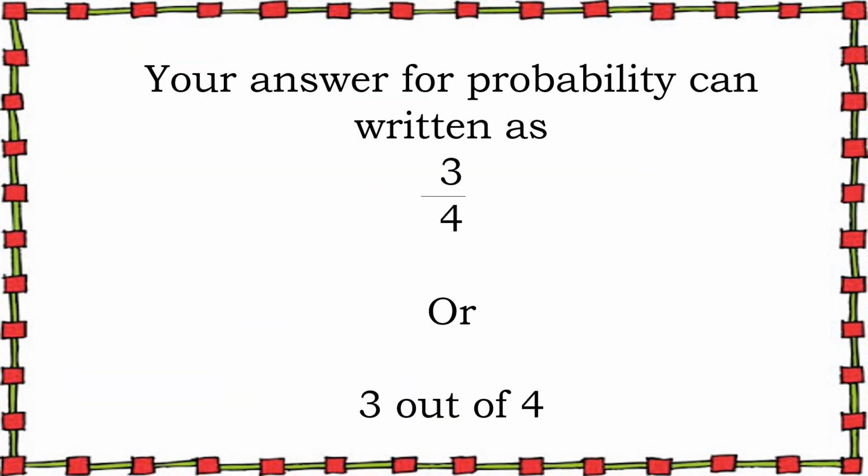Now, when you're doing probability, your answer can be written in two ways, 3 over 4 or 3 out of 4. Now, just like with fractions, we know this is called the denominator and this is called the numerator. When you're trying to find your denominator, just like with fractions, you are going to add up or count how many are there in total, and that will give you your denominator. And then this 3 out of 4 is your desired outcome. So that will give you your numerator.